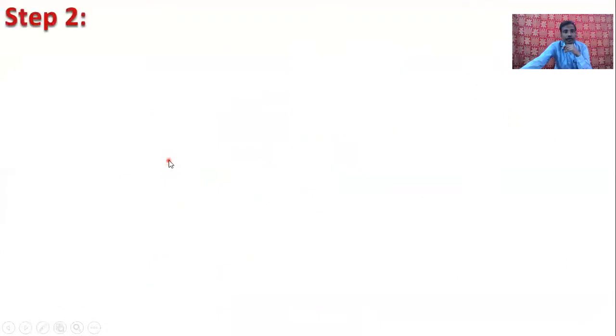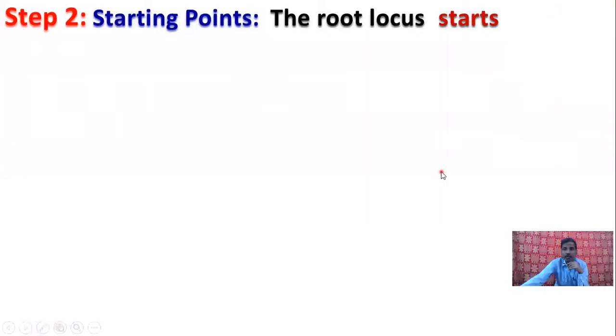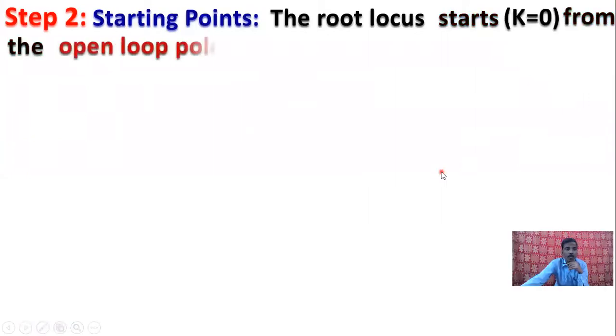Then step number 2: what is the starting point? This is also a very, very important part. What is the starting point and its concept? What is the definition? The root locus starts at k = 0 from the open loop poles. What is the meaning of k = 0?